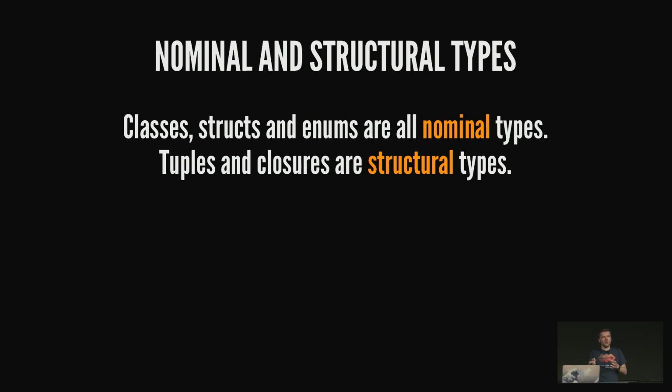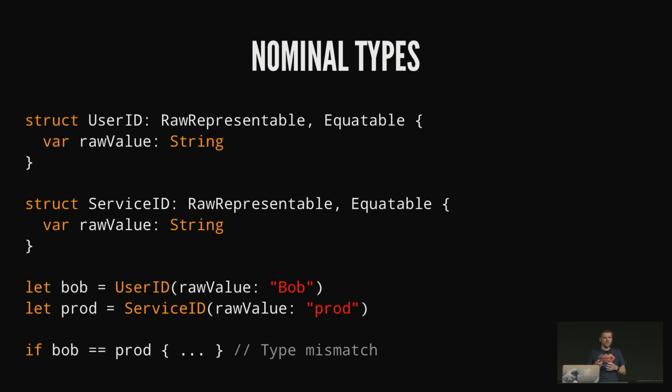As long as they have the same structure, then they're interchangeable. I'll give you an example. So for nominal types, I might have a user ID and a service ID. These have the same structure. They're both basically just string wrappers. But because they have different names, they can't be used interchangeably.